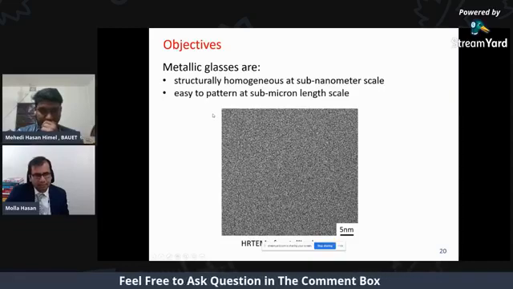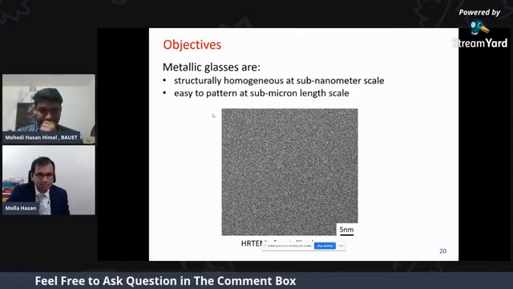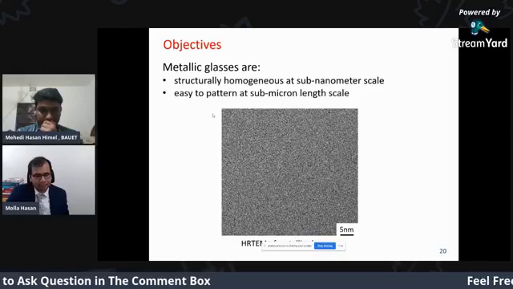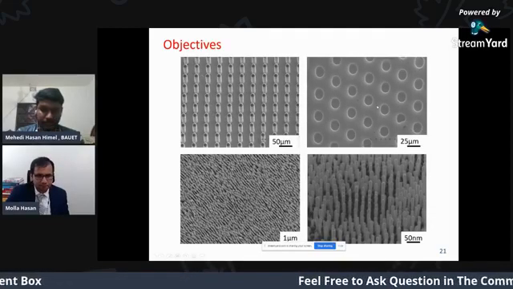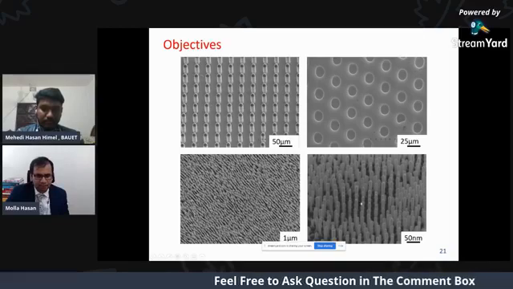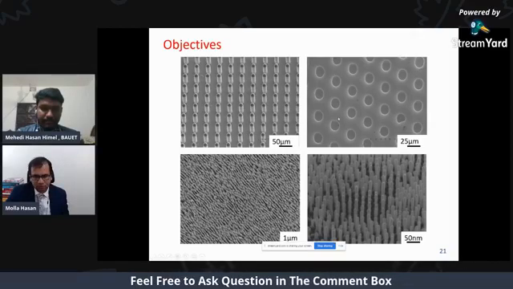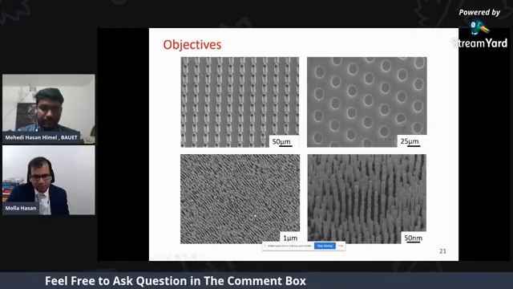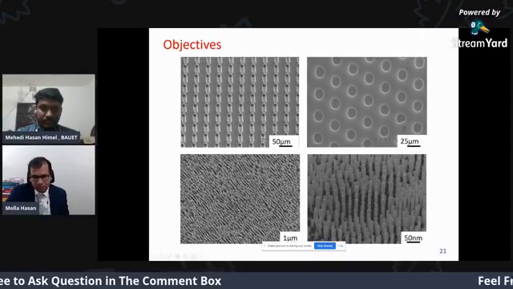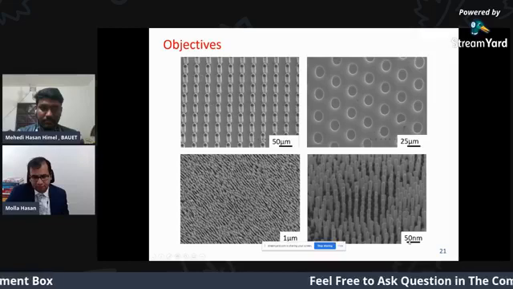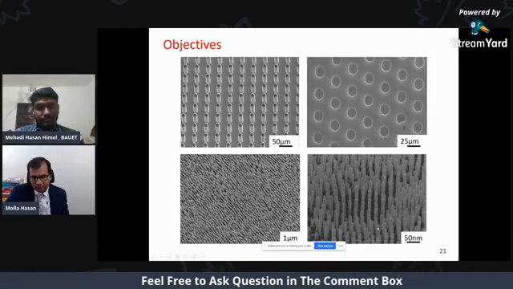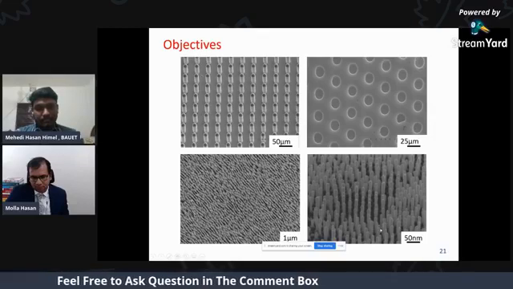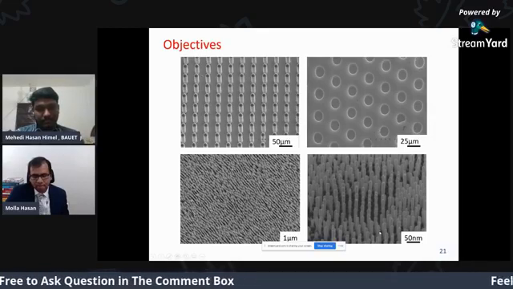And these metallic glasses can be very easily patterned to sub-micron length. These are some patterns using the metallic glass. As you see, these are micro holes, and these are nano rods. And as you see the length scales, this is 50 micron, this is 50 nanometers. So these diameters, I would say, are 10 nanometers.